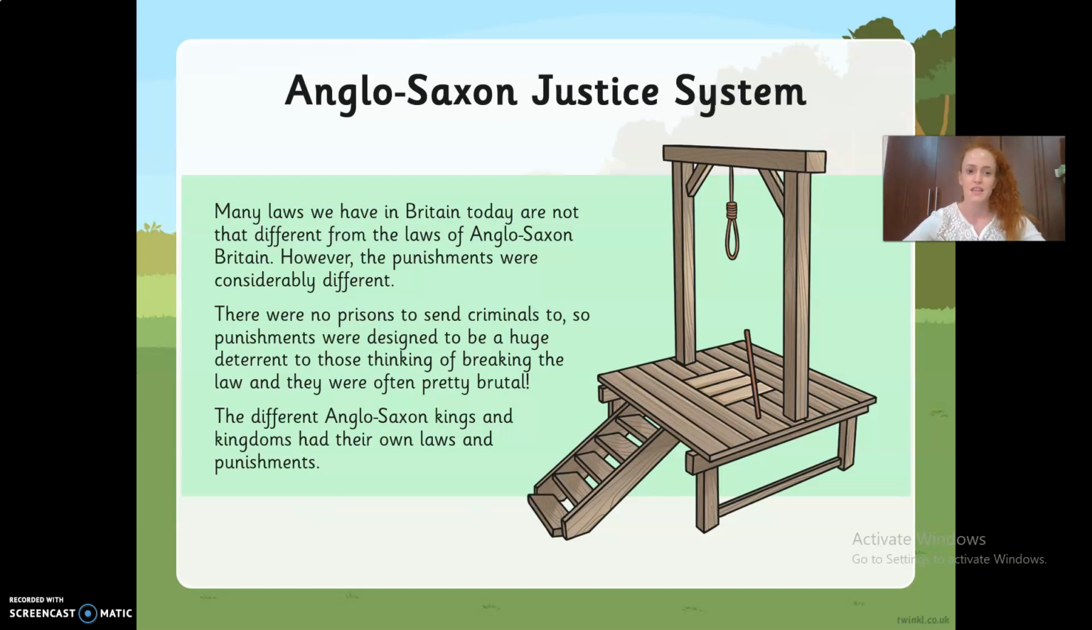Okay? The different Anglo-Saxon kings and kingdoms had their own laws and punishments. So it wasn't always the same in every single small kingdom in Anglo-Saxon Britain. They may have had different punishment systems.